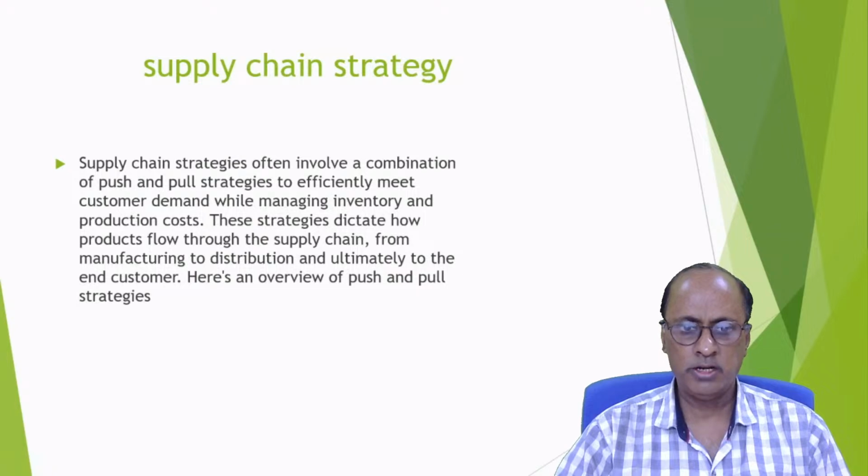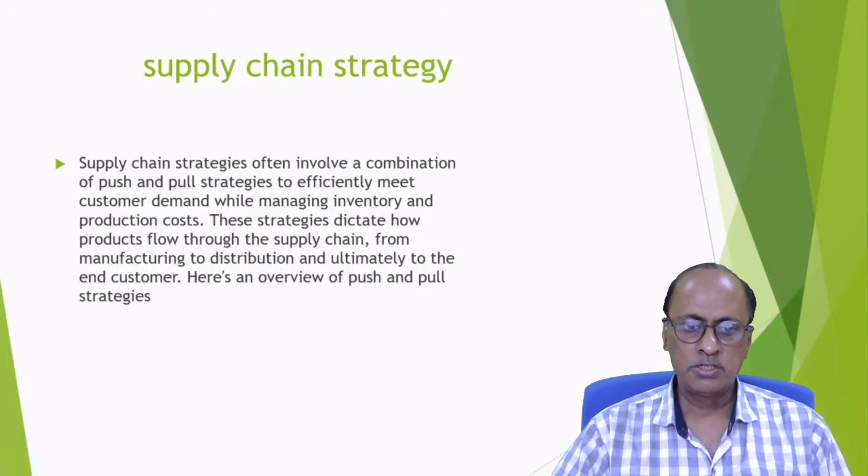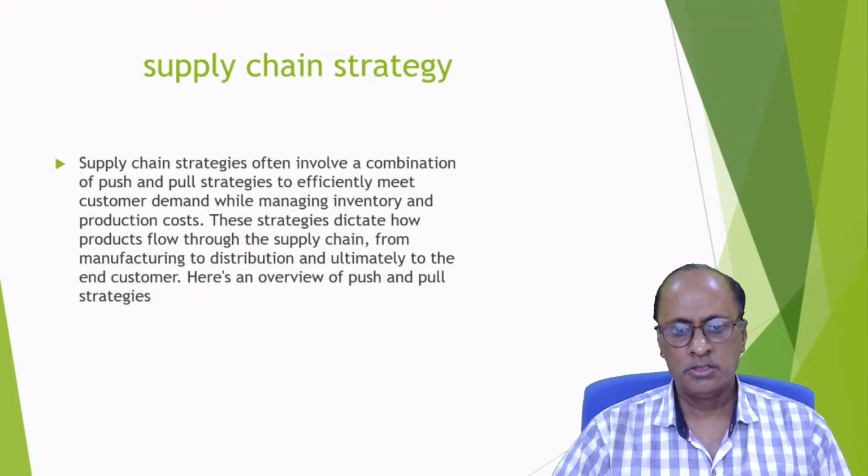But before going to that, let me explain. Supply chain strategy is basically classified into two categories: push and pull strategy. But what is the strategy's main function? The strategy's main function is to see how the products flow through the supply chain from manufacturing to distribution. And in both push and pull, there is a difference in how the goods flow through the supply chain from manufacturing to distribution.